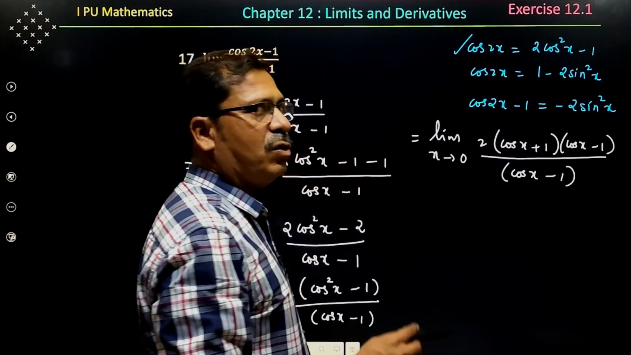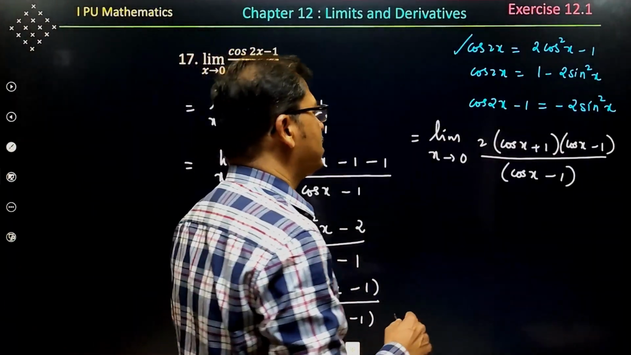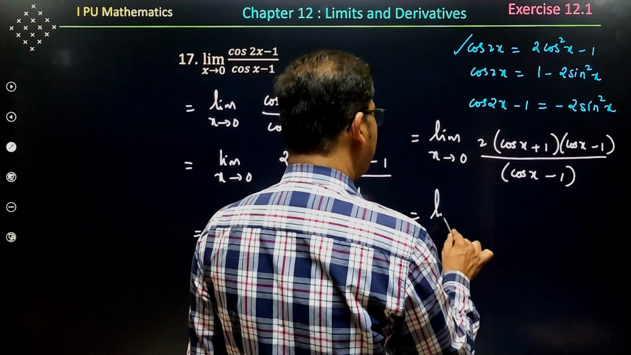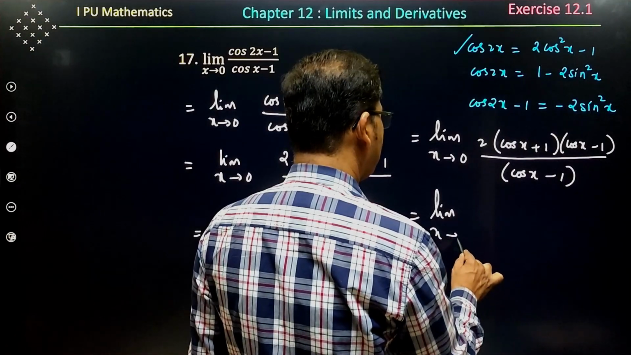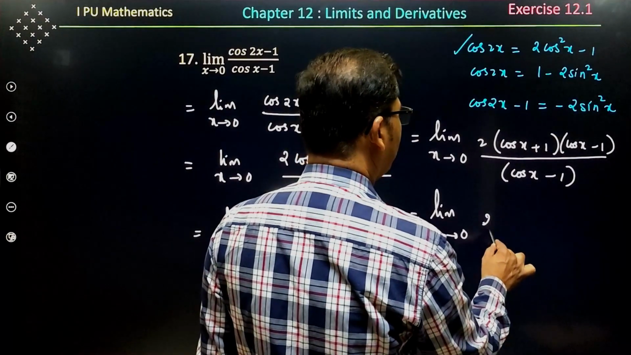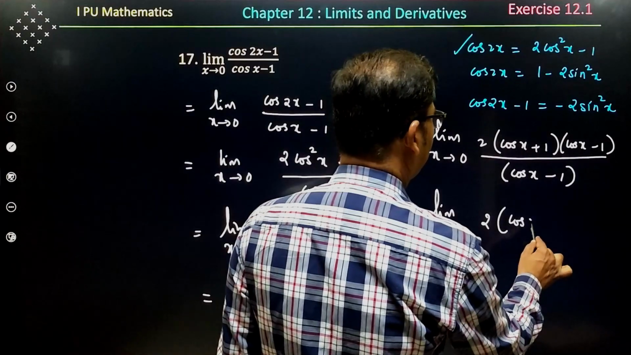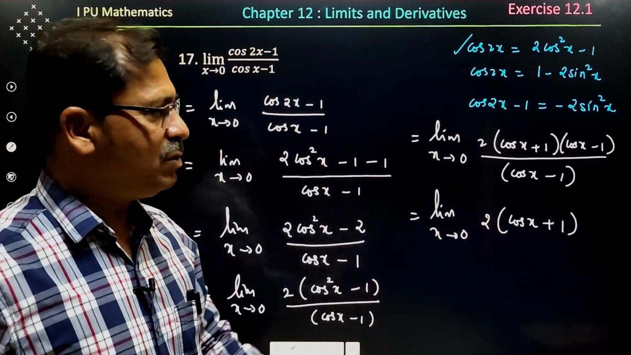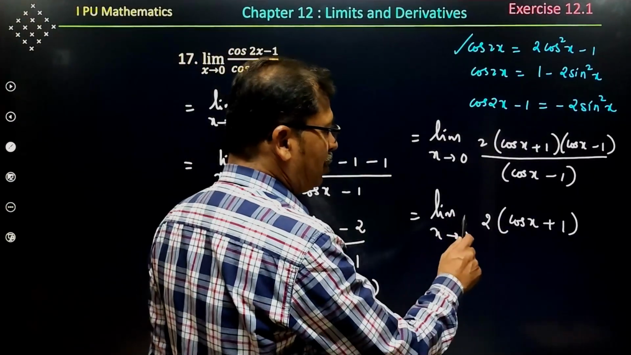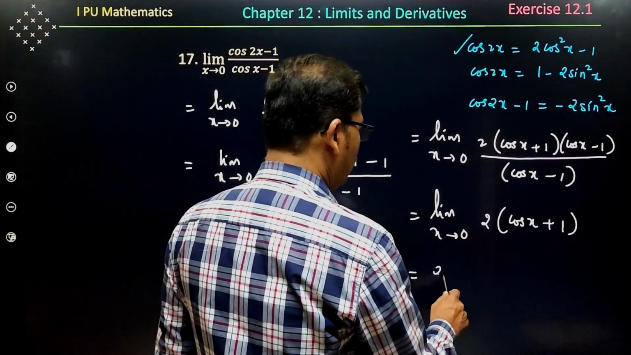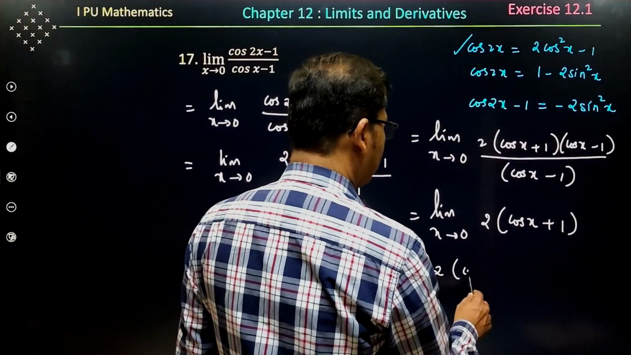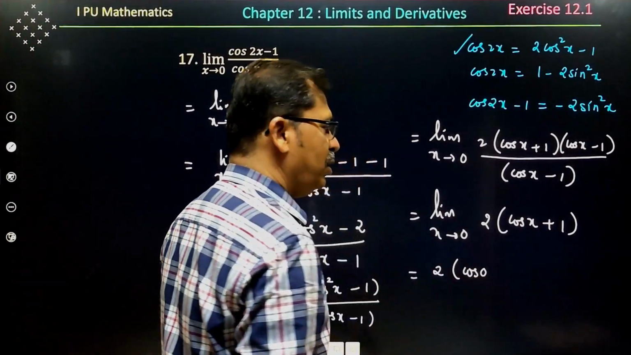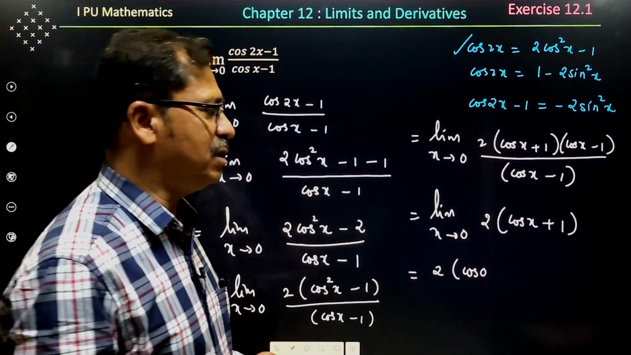Now what happens? Cos x minus 1 cancels. Limit x tends to 0, 2 into bracket cos x plus 1 here. Cos x minus 1 eliminates. Now it is the time to evaluate. X tends to 0. 2 outside you write as it is. Cos x, that means x equal to 0, write cos 0. Direct substitution here in this case.